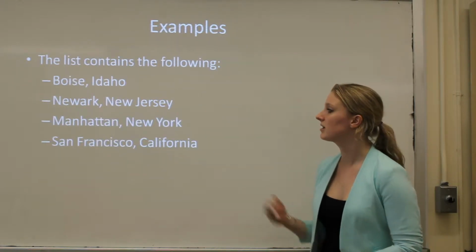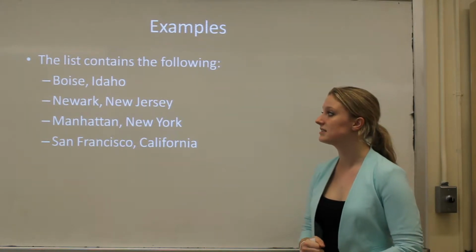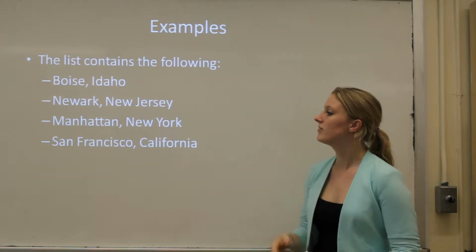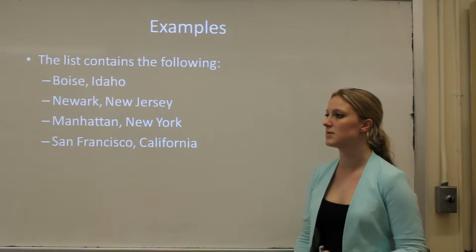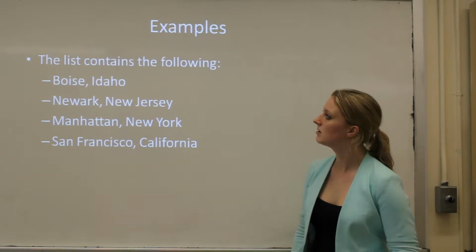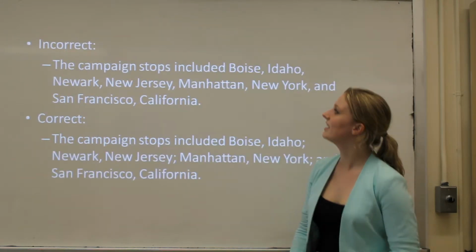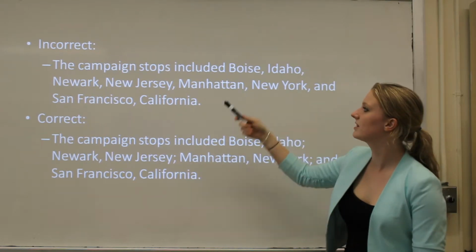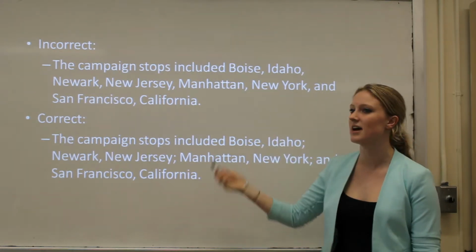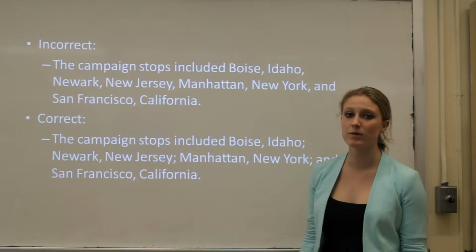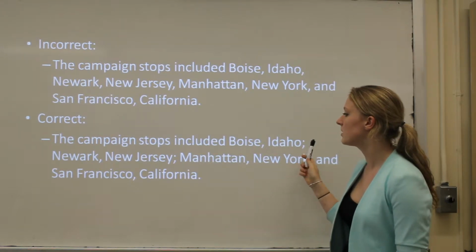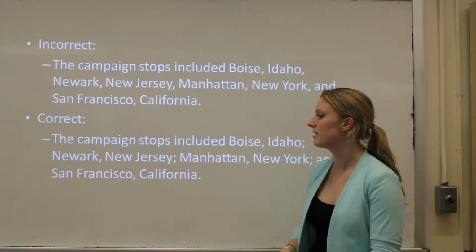So an example for the list thing is if you're listing cities and states, which is pretty common. So if a list contains the following, you can use a semicolon to separate them. An incorrect thing would be to put a comma after everything, because then it gets really confusing and there are 1,000 commas in between. So the correct way to use a semicolon would be to put a semicolon after each individual thing that had a comma in it.